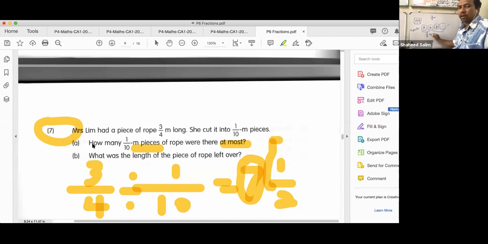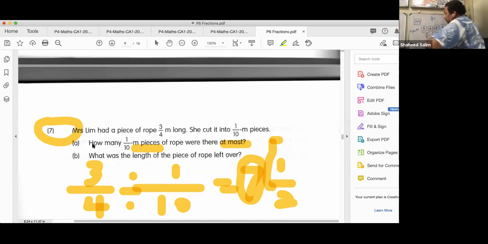3/4 divided by 1 over 10. 3/4 times 10 over 1 equals, you cancel, 2, 5, 15 over 2, 7.5. So you can have 7 of these. 7 pieces: 1, 2, 3, 4, 5, 6, 7. And then the balance is half a piece.